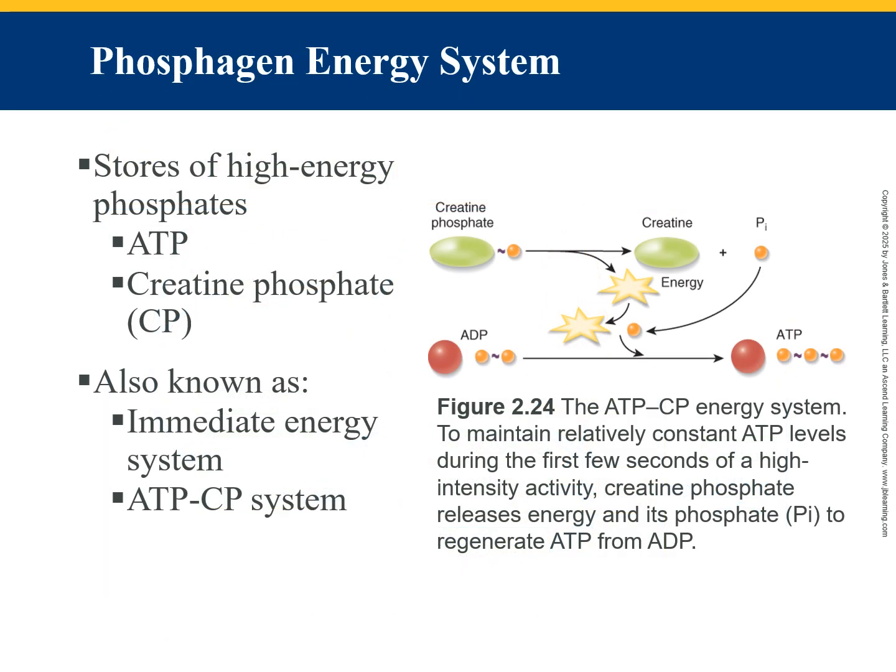The phosphagen energy system has just basically one step. Creatine phosphate has that high energy phosphate bond. It basically breaks off, gives that phosphate, that high energy opportunity for phosphate to bind onto that adenosine diphosphate. And that ADP now has three phosphates or two high energy phosphate bonds.